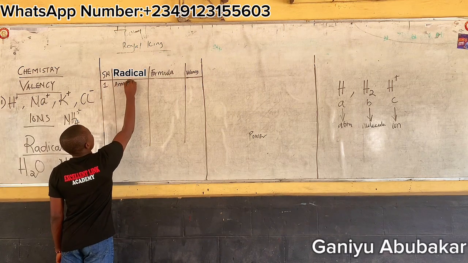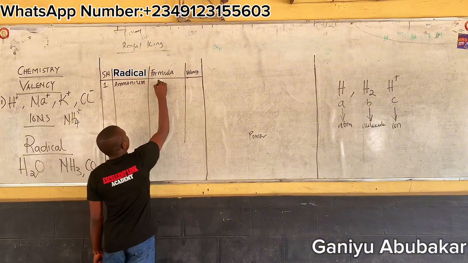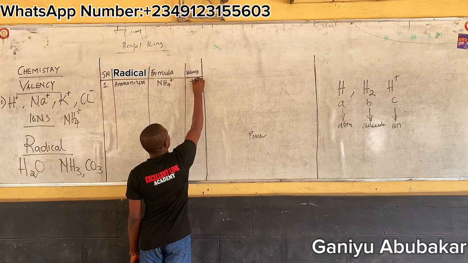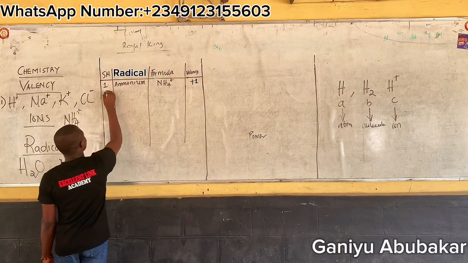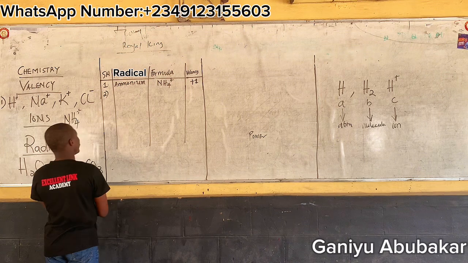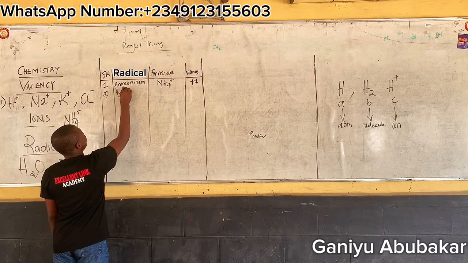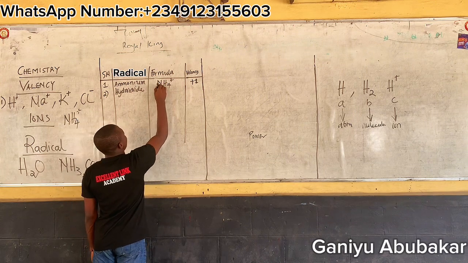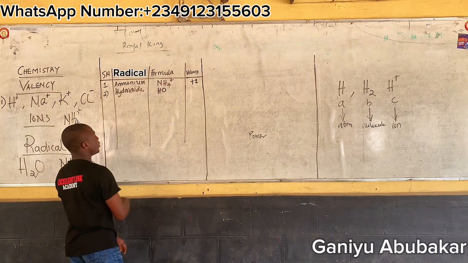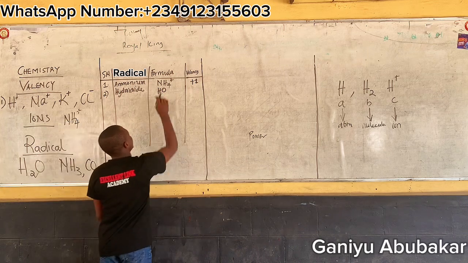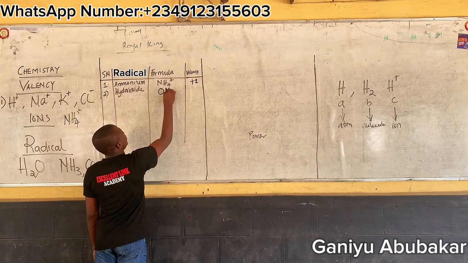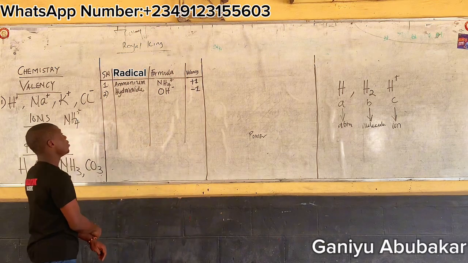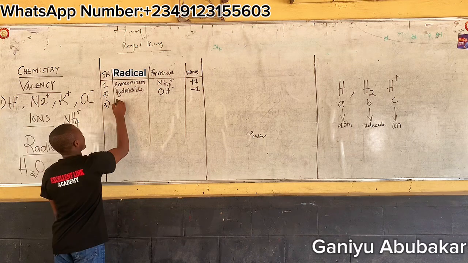Ammonium, that's NH4 plus. The valency is +1. Number 2, hydroxide, that's OH minus, and -1 is the valency. Are we there?